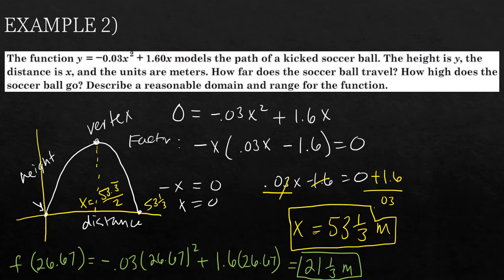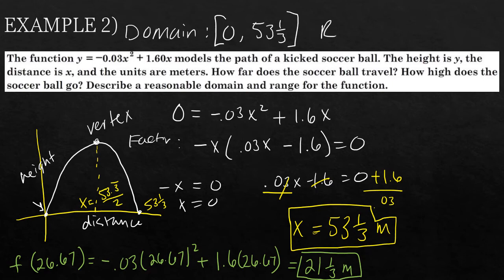And then the last piece, it says, what's the domain and range? So my domain for here, the ball starts at 0 feet and it ends at 53 1/3 feet. The range for this, the ball started on the ground at 0 and it goes as high as 21 1/3. And that's that.